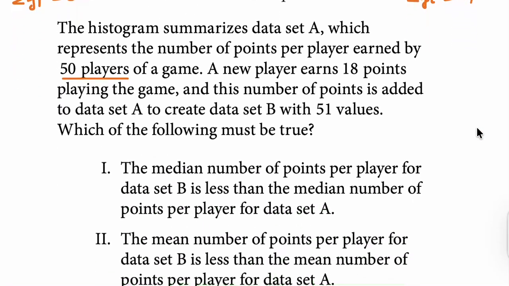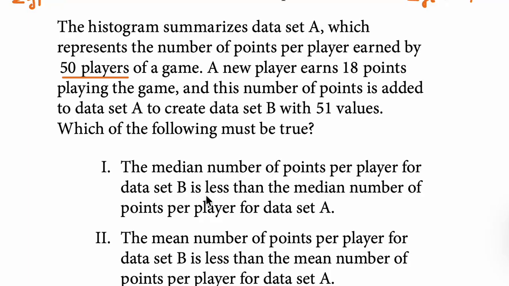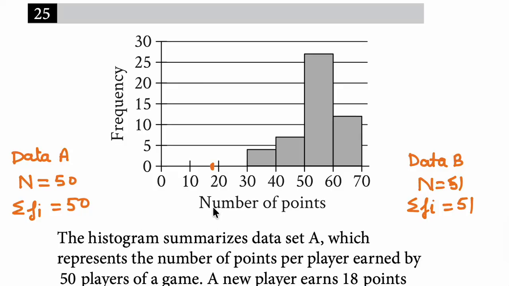The median number of points per player for dataset B is less than the median number of points per player for dataset A. So that means we have to compare the median. And in the second part, the mean number of points per player for dataset A is less than the mean number of points per player for dataset B. So here we have to compare the mean. That means from this particular set, if that one new value is added, how will that affect the mean as well as the median? This is our question.